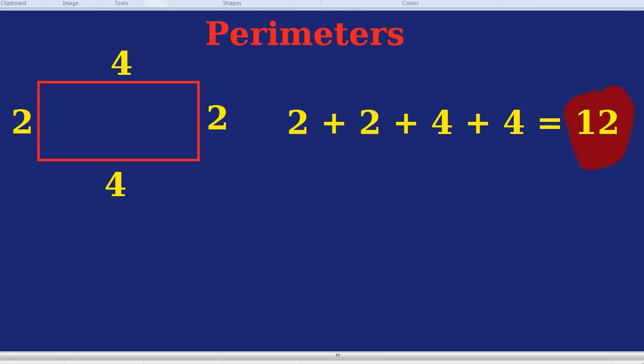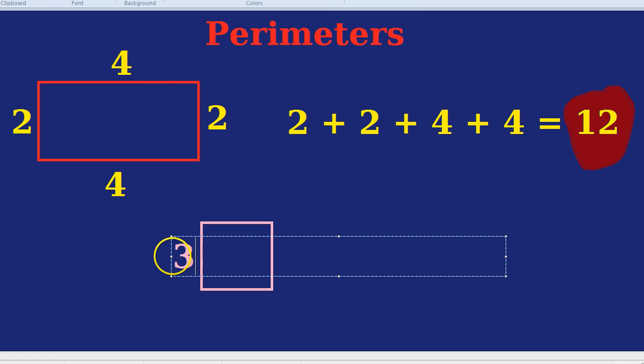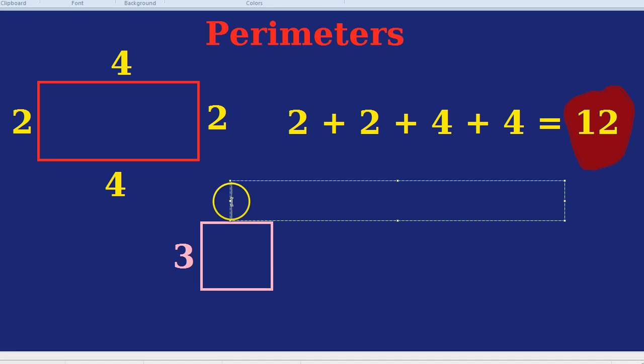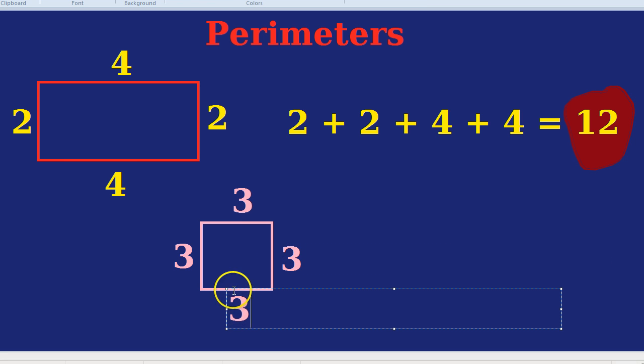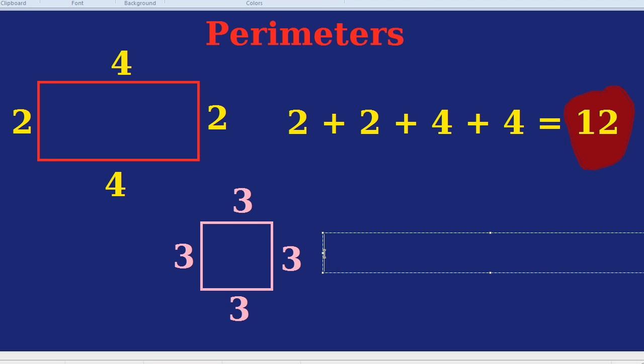Let's do another shape. Let's take a square this time, a square of side 3. Because it's a square, every single side has the same length. So if that side is 3, that side is 3, that side is 3, and this side is 3. Adding those together, 3 plus 3 plus 3 plus 3 is 12. So the perimeter of that shape equals 12 again.